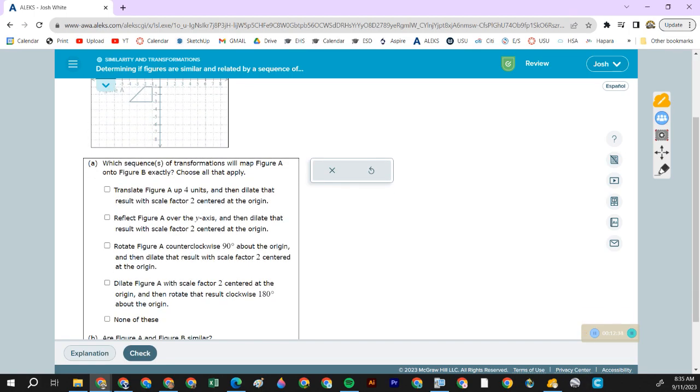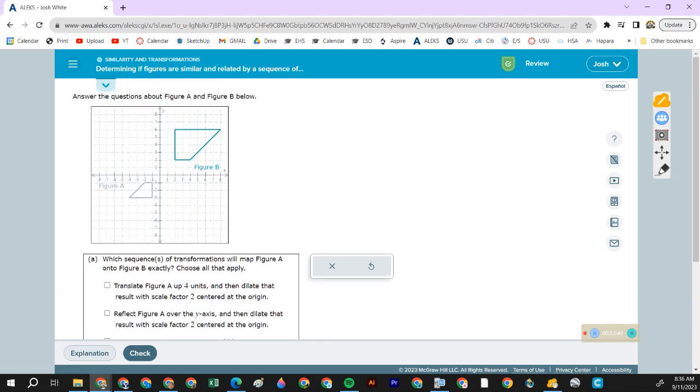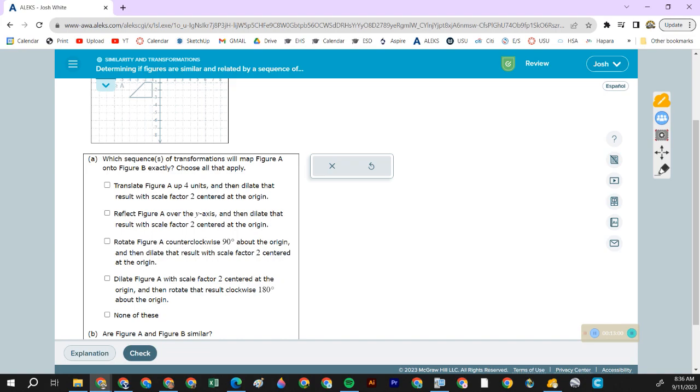Rotate counterclockwise 90 degrees and then dilate that result with a scale factor 2 centered at the origin. So if we spin this 90 degrees, that would be my center. It would look something like this. And then we would flip it. And that's not going to work.